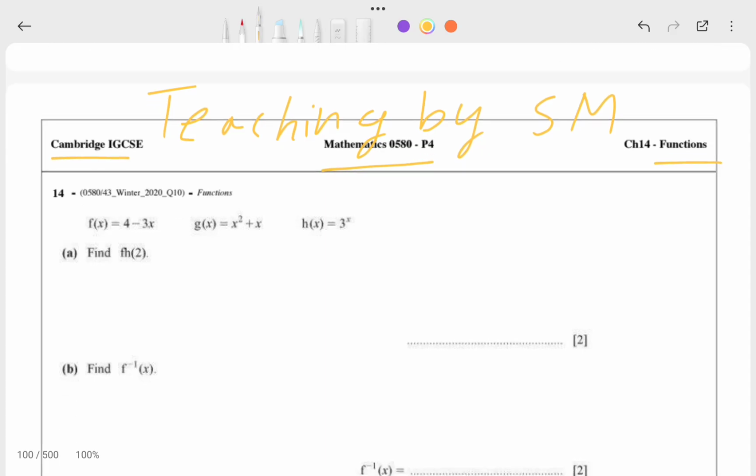Question number 14 has been taken from 0580 October/November 2020, Question 10. Part A. Find f(h(2)).